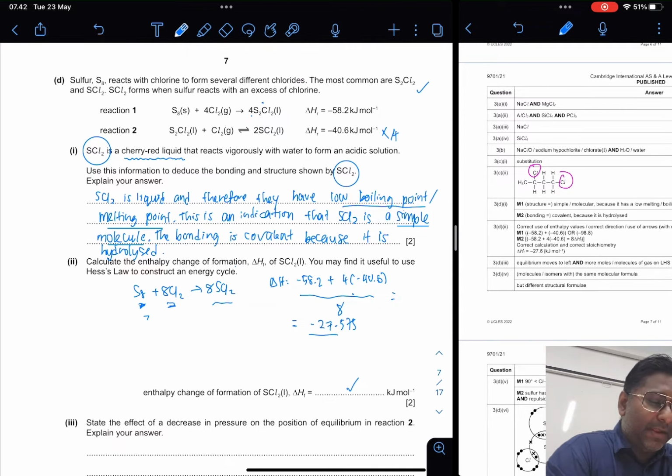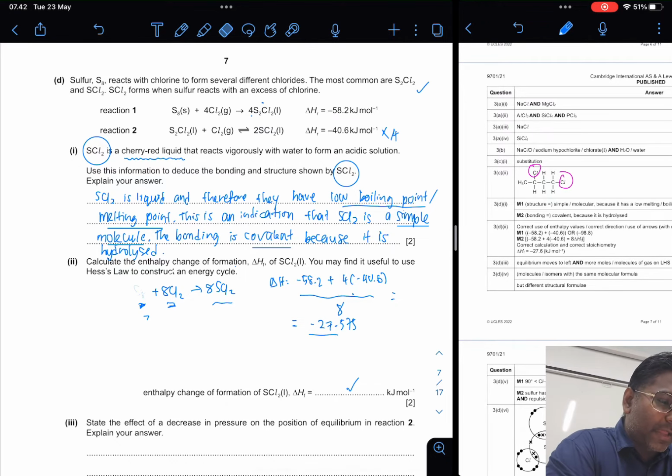Now the bonding, we can deduce that the bonding is going to be covalent, because it reacts vigorously with water to form an acidic solution. It means the bonding is covalent, because it is going to be hydrolyzed. They are going to react with water. So that is going to be the explanation for D1.